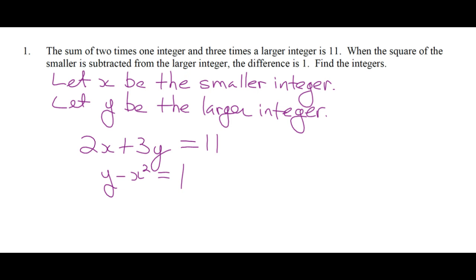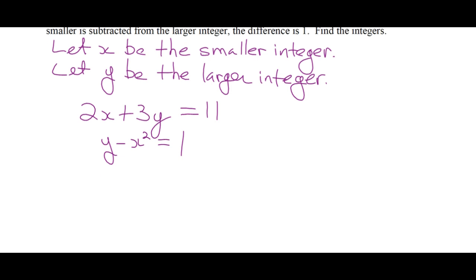Find the integers. They're right there. Okay, they're not right there. So how are we going to solve this? Substitution, right? It doesn't have to be. You can do it by elimination. You just multiply the second one by 3. But it begs for substitution. First of all, that gets rid of the negative x squared. We just get y equals x squared plus 1.